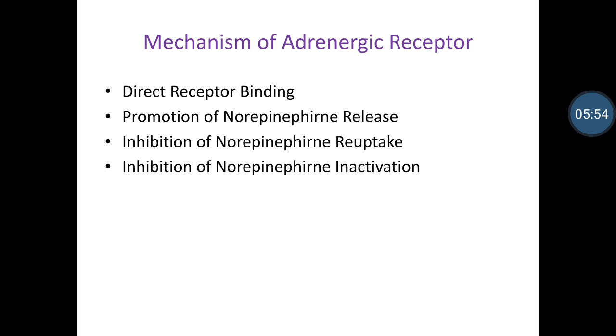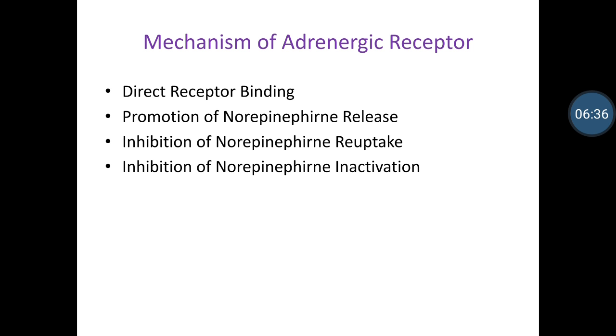Reuptake of norepinephrine into terminals of sympathetic nerves is the major mechanism by which adrenergic transmission is terminated. By blocking norepinephrine reuptake, drugs can cause norepinephrine to accumulate within the synaptic gap and can thereby increase receptor activation. For example, cocaine. Last one is inhibition of norepinephrine inactivation.